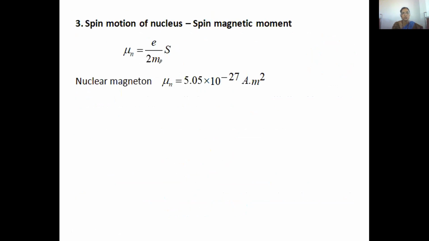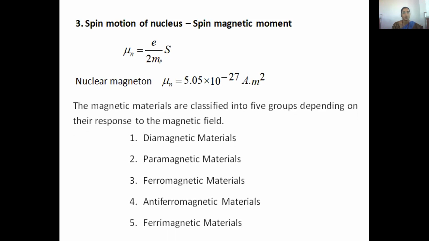Third one is spin motion of nucleus. Because of the spin motion of nucleons, the spin magnetic moment arises, mu n equals e s by 2 mp. And here mp is the proton mass. Nuclear magneton mu n equals 5.05 into 10 power minus 27 ampere meter square. Now the total magnetic moment of any atom is the contribution of these three factors, and depends upon the magnetic nature of these atoms.